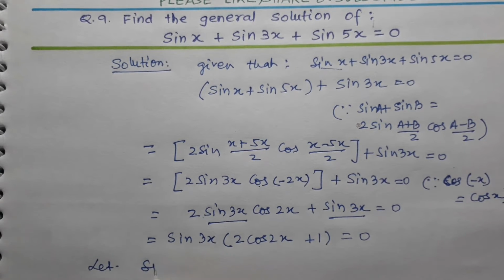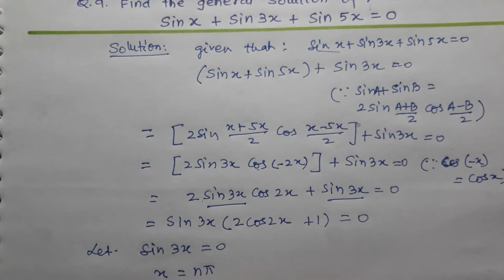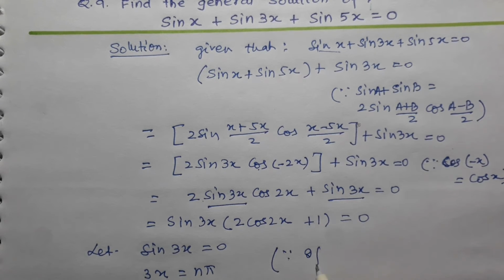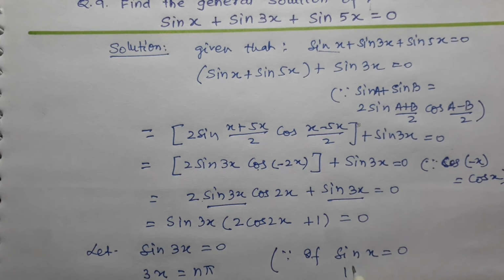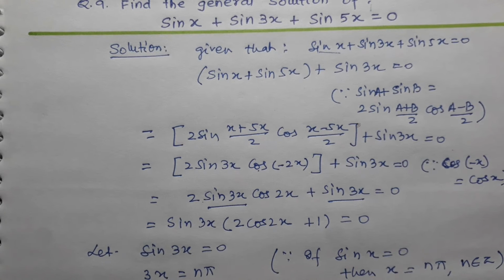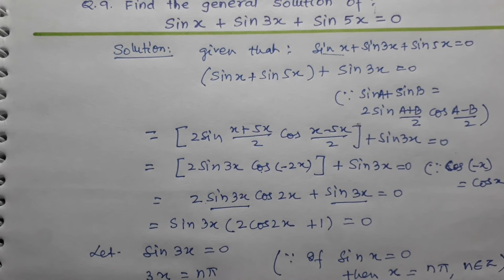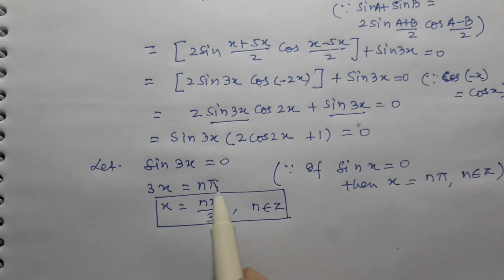Let sine 3x equal to 0. Then in general solution x will be n pi. So here 3x is there, at the place of x it is 3x. We shall write here, since if sine x is equal to 0, then general solution x will be n pi, where n belongs to Z, right? So here x will be n pi by 3, n belongs to Z. So this is one general solution. 3x is equal to n pi, x is equal to n pi by 3, where n belongs to Z.